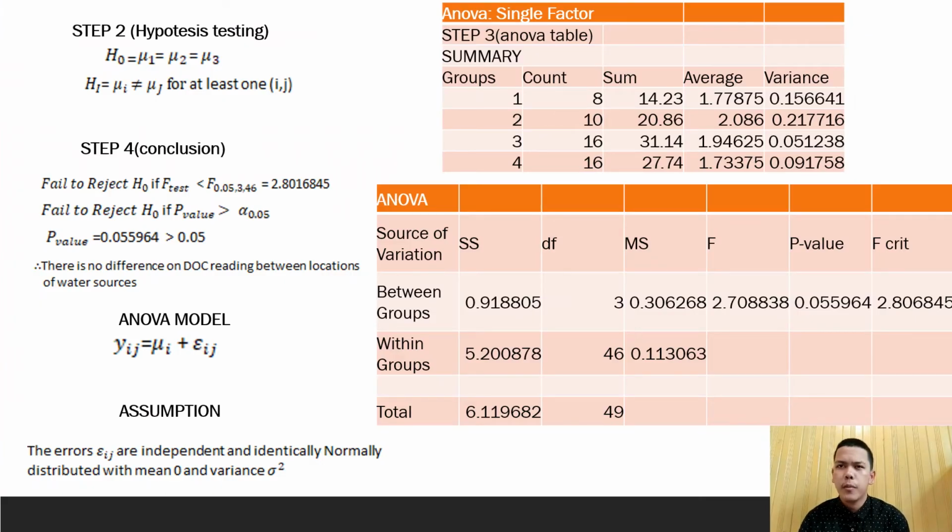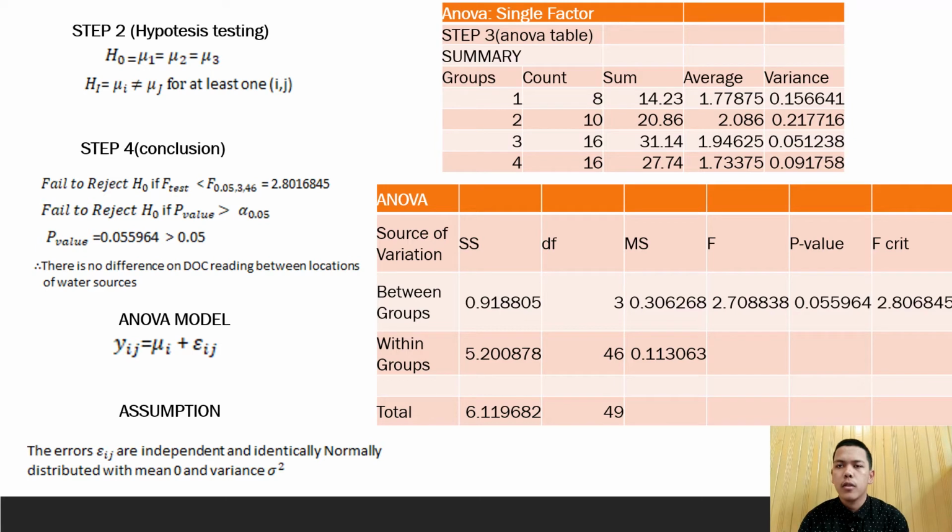Next, we do the hypothesis testing by H0: mu 1 equal to mu 2 equal to mu 3. For the H alternative, mu i not equal to mu j. From the sum square total, sum square treatment, and sum square error, we can do the ANOVA table by including sum square, degrees of freedom, mean square, F test, P value, and F alpha. We can do the calculation by comparing the F test and F alpha. So fail to reject H0 when the F test is smaller than F alpha.